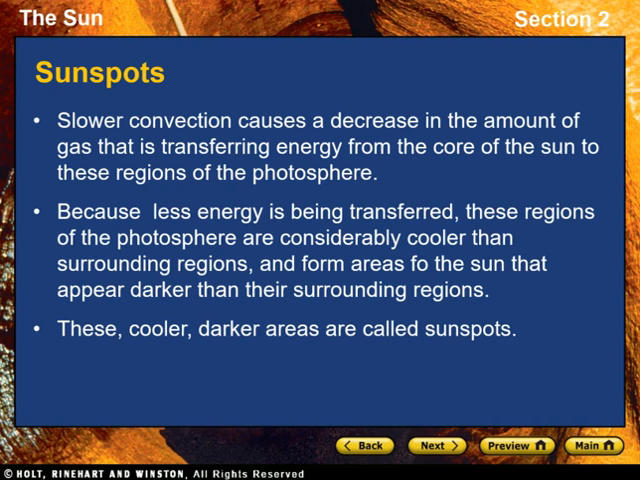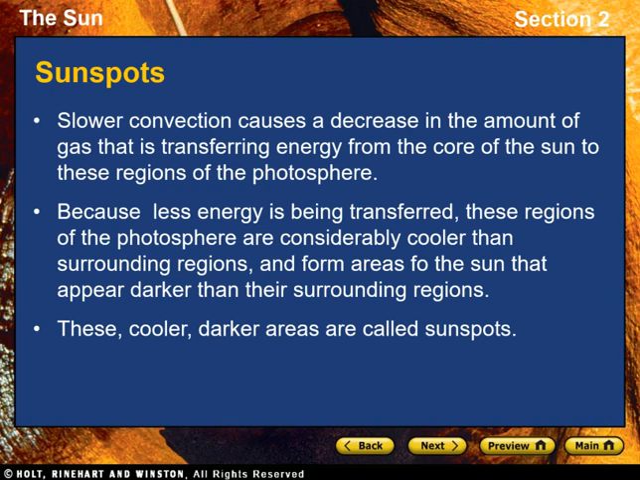Because less energy is being transferred, these regions of the photosphere are up to 3,000 degrees Celsius cooler than surrounding regions. Although they still shine brightly, these cooler areas of the sun appear darker than other areas do. These cool, dark areas of gas within the photosphere are called sunspots.